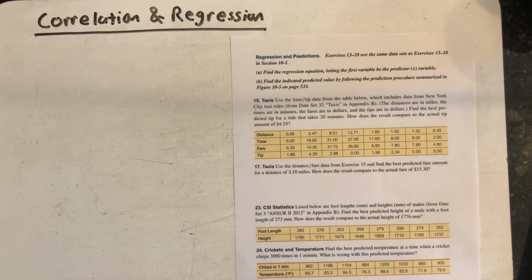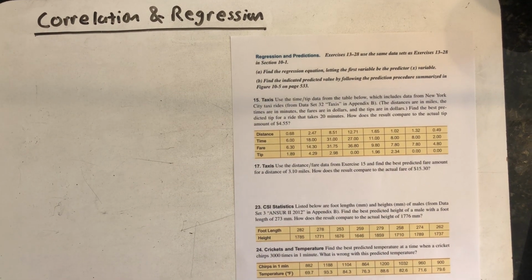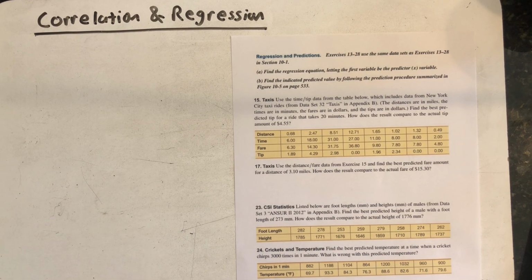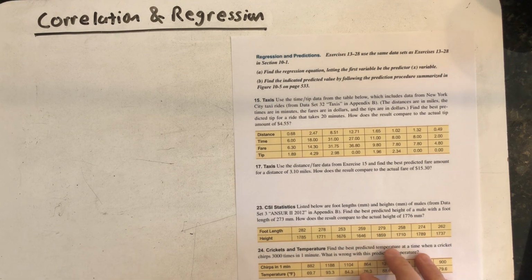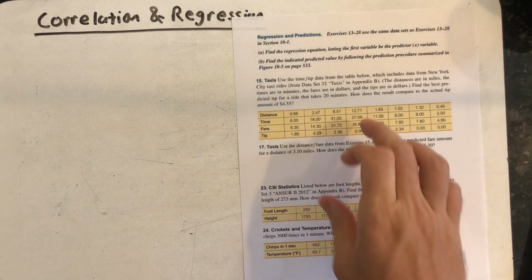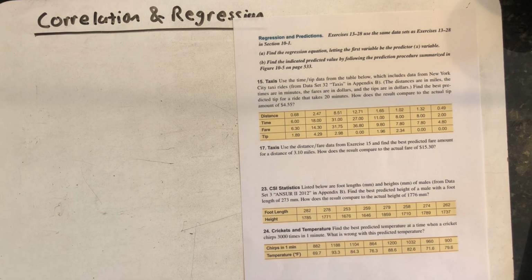In the last video, we saw a solution to problem number 15 off of page 541 of Mario Triola's Elementary Statistics in its 14th edition. In this video, we're going to provide a solution to number 17, which is about the same data set. So use the distance/fair data.